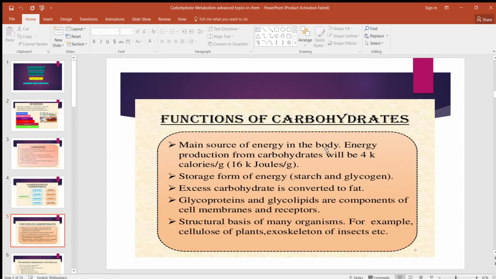Glycoproteins and glycolipids are components of cell membranes and receptors. They are the structural basis of many proteins, for example, cellulose of plants and exoskeletons of insects. Kaya po, ang cellulose natin cannot be hydrolyzed by a human enzyme. It cannot be hydrolyzed into a simple form. Hindi po natin siya pwedeng gawing source of energy because of the bonding between two monosaccharide units, and that will be discussed later.